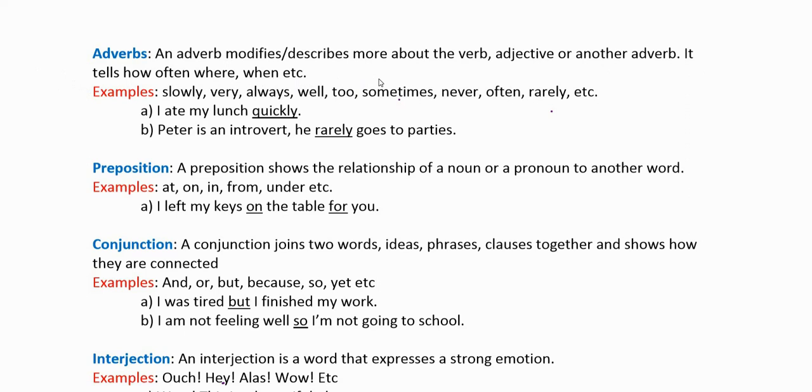So in our schooling, we were taught that an adverb is something which describes a verb. Well, that's just a half correct definition. A complete definition is, an adverb is a word that describes a verb, an adjective and even another adverb, and it tells how often, where, when, etc. Look at the following words here. These are all adverbs: slowly, very, always, well, too, sometimes, never, often, rarely, etc.